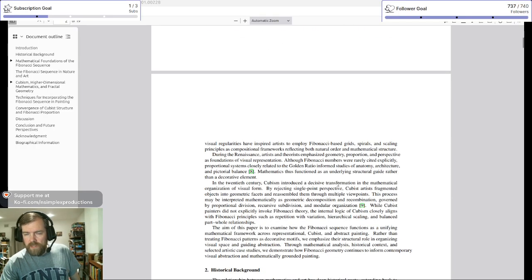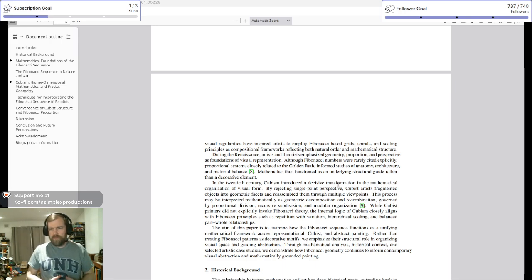Such visual regularities have inspired artists to employ Fibonacci-based grids, spirals, and scaling principles as compositional frameworks reflecting both natural order and mathematical structure. Again, Leonardo da Vinci and the Mona Lisa are often singled out as one of the things that you definitely can attribute to the golden ratio and or to a Fibonacci spiral of rectangles.